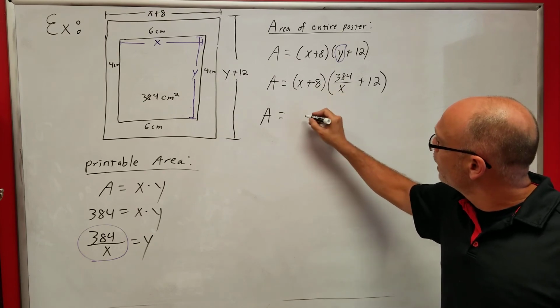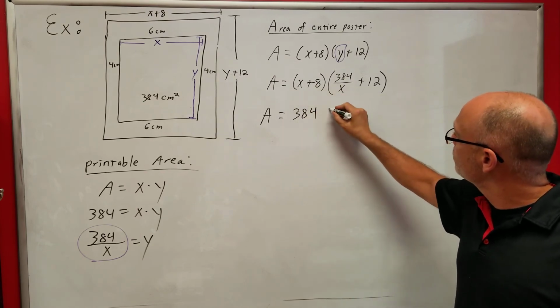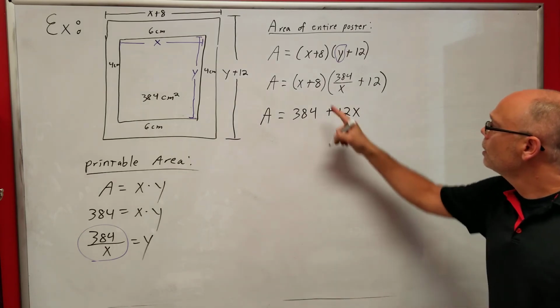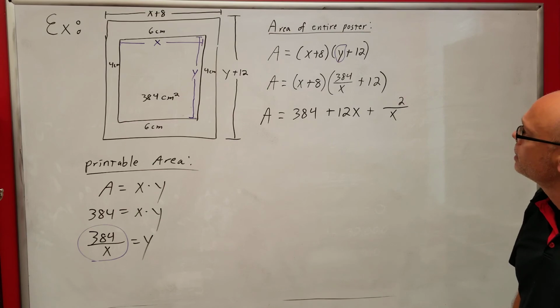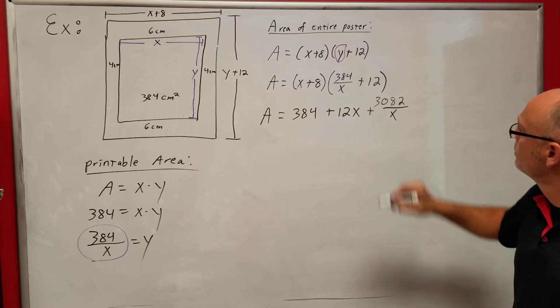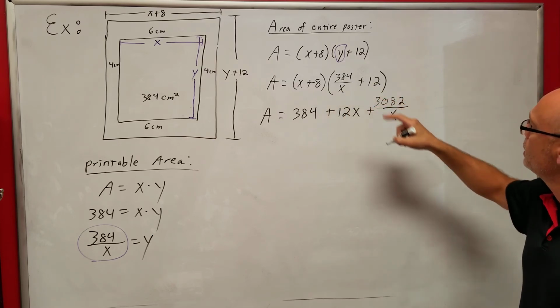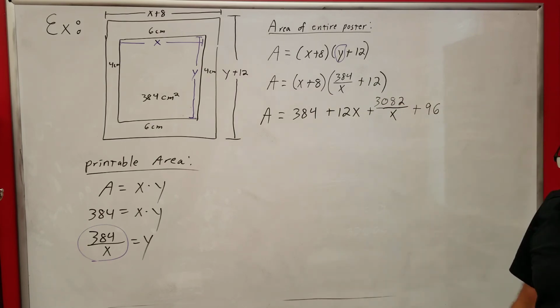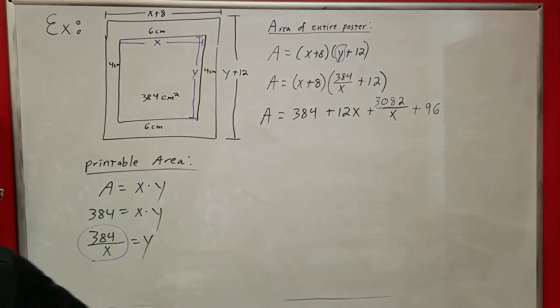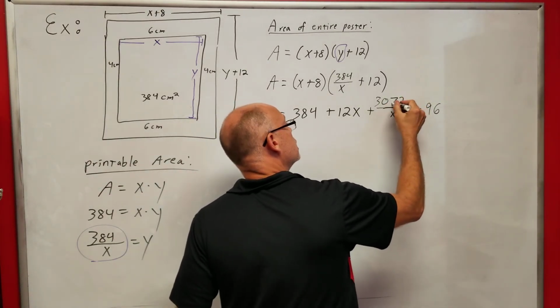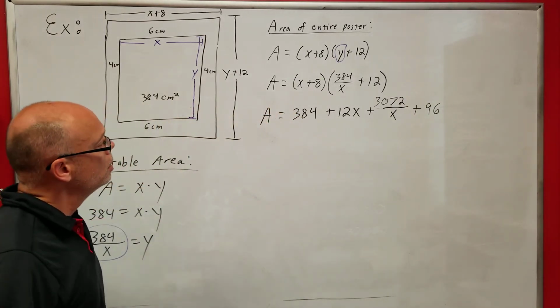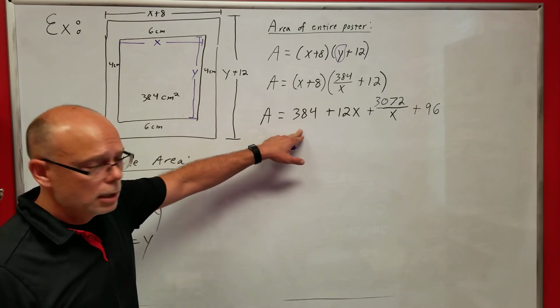What's x times 384 over x? 384. What's x times 12? 12x. Now what's 8 times 384 over x? Well, that's going to give me something over x, right? 8 times 4 is 32. 8 times 8 is 64. So that's 96. And 8 times 3 is what? 24. Plus 6 will be 30. So 3082. And what's 8 times 12? 96. Now, did I do that multiplication right in my head there? Was that 3082? No, it was 30 what? 72. That should be 3072.